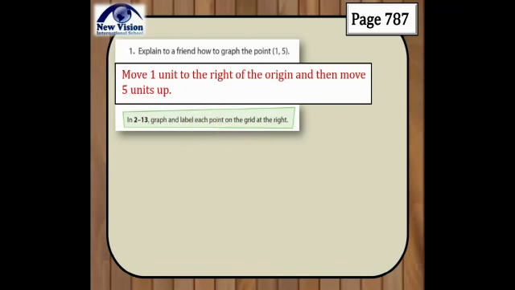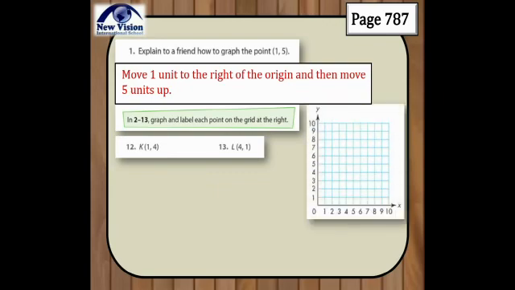In 2 to 13, graph and label each point on the grid at the right. So you're just going to answer number 12 and 13. So point K and point L. Point K is 1, 4. And point L is 4, 1.